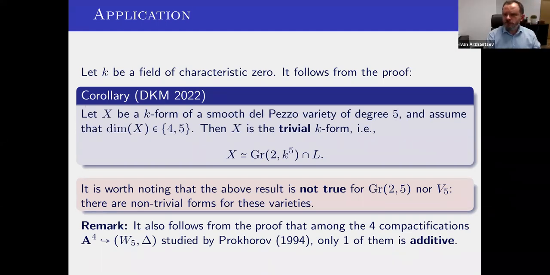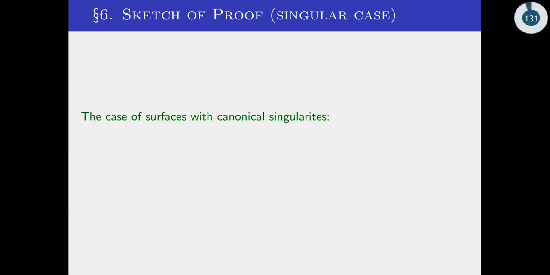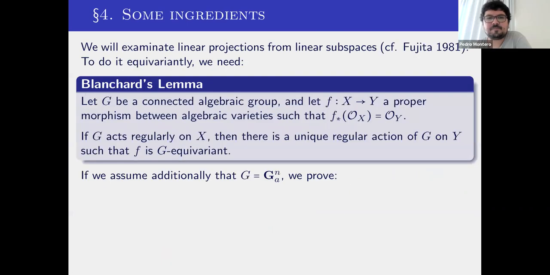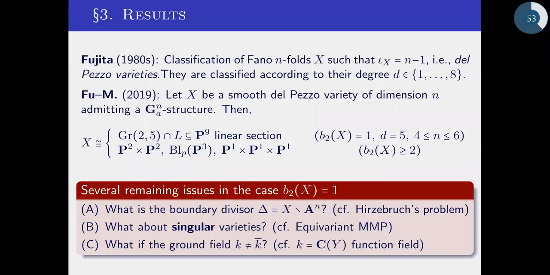No more questions? Can I clarify one thing? In the middle of your talk, you said that if we have a del Pezzo variety, then it's either an intersection of a Grassmannian with a hyperplane or three more varieties. Yes. You said that in these three cases, it's easy to describe additive actions. Am I right? Yes, in the last two, the second line. Yes. I just want to clarify, for example, for the blow-up of projective space, what is the idea of the classification of additive actions?